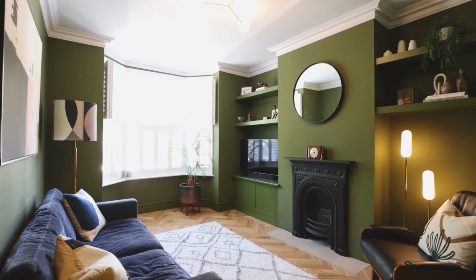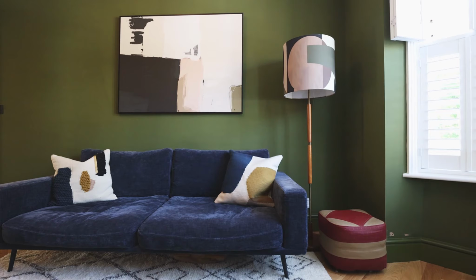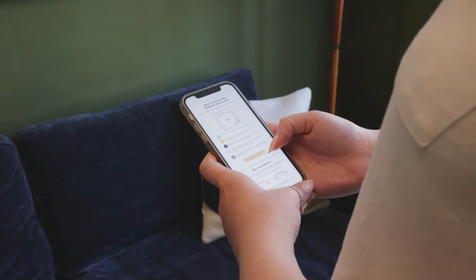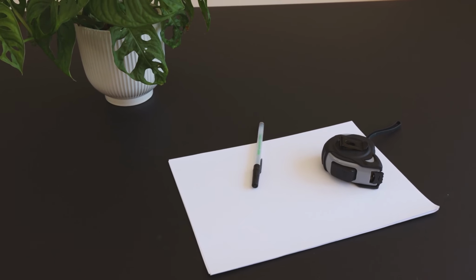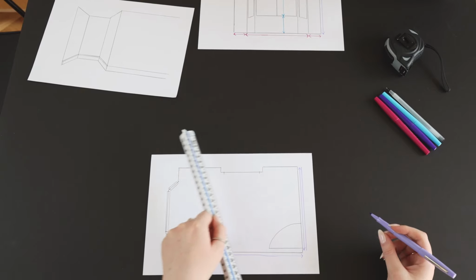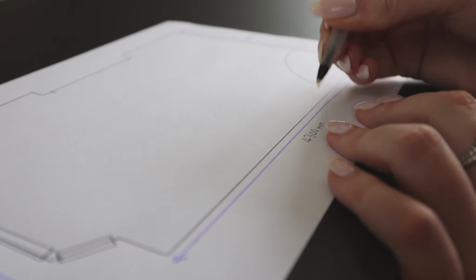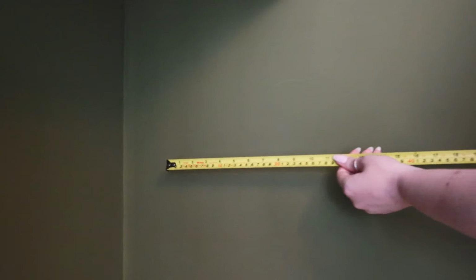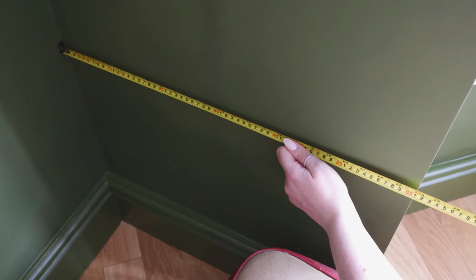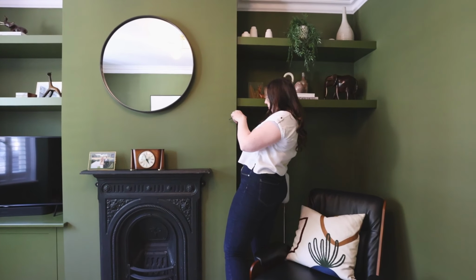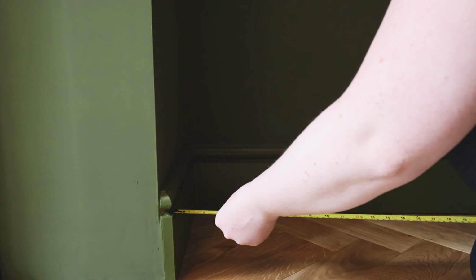Before we can start your room design, we need some important measurements. All you'll need is a tape measure, a pen, and paper. Start by measuring the overall length of the room. Make sure you measure from the interior face of the wall. When measuring up for furniture in alcoves, always check the width between the skirting.